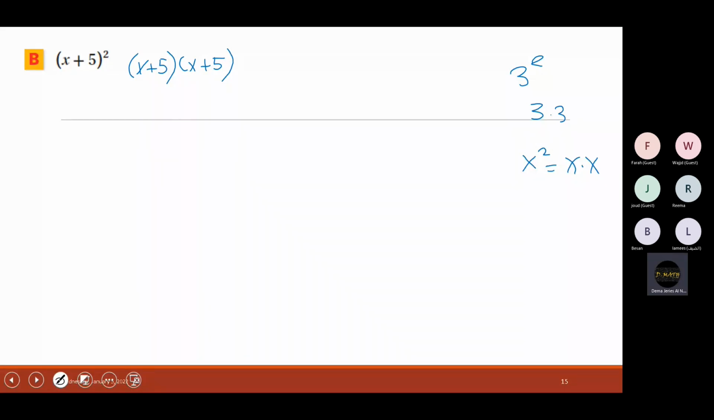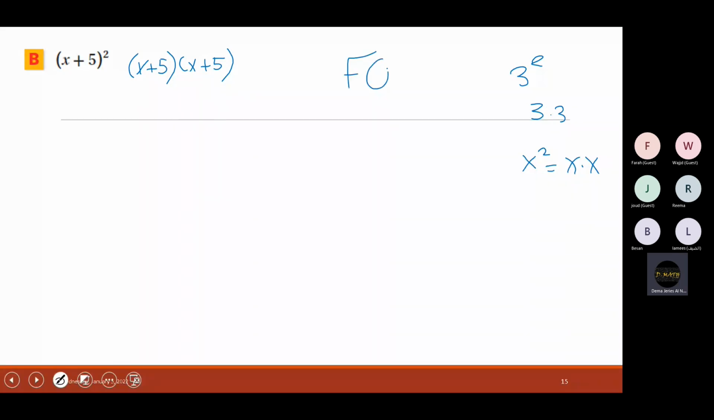Squared means I have to repeat the terms. If we say 3 squared, it means 3 times 3. X squared means x times x. And x plus 5 squared means x plus 5 times x plus 5. Now, as you see here, we're going to multiply them. We will not use the distributive property. We will use the FOIL method.